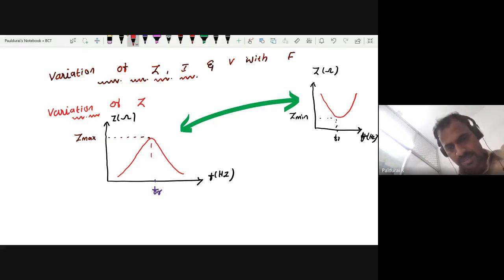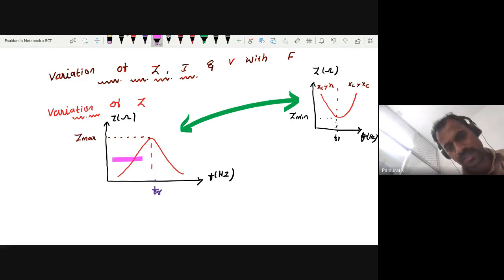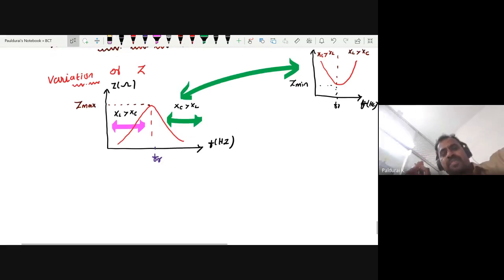Here in this range, who is dominating? XC is greater than XL. Here XL is greater than XC. Now coming to parallel resonance, in this range who will dominate? Any guess? And in this range, who will dominate? So here obviously XL is greater than XC, the reverse of series resonance. Here XC is greater than XL, right? So this is the variation of impedance.